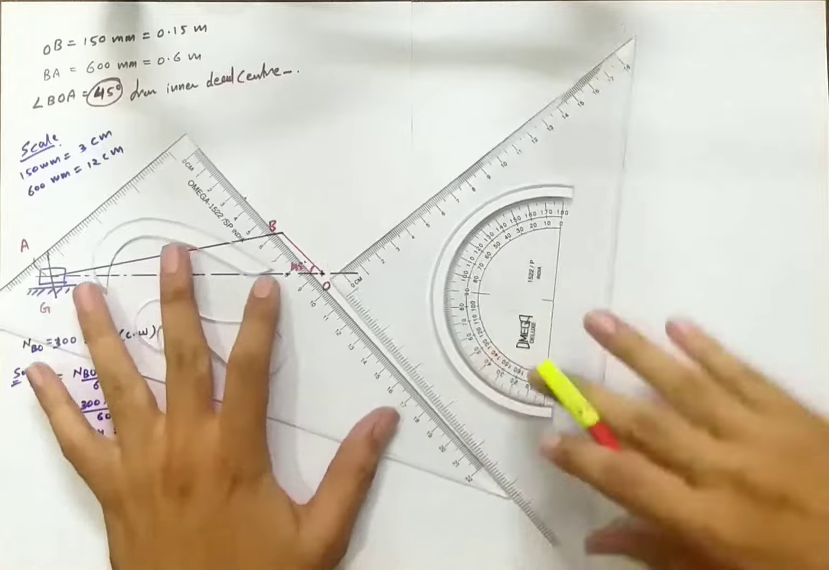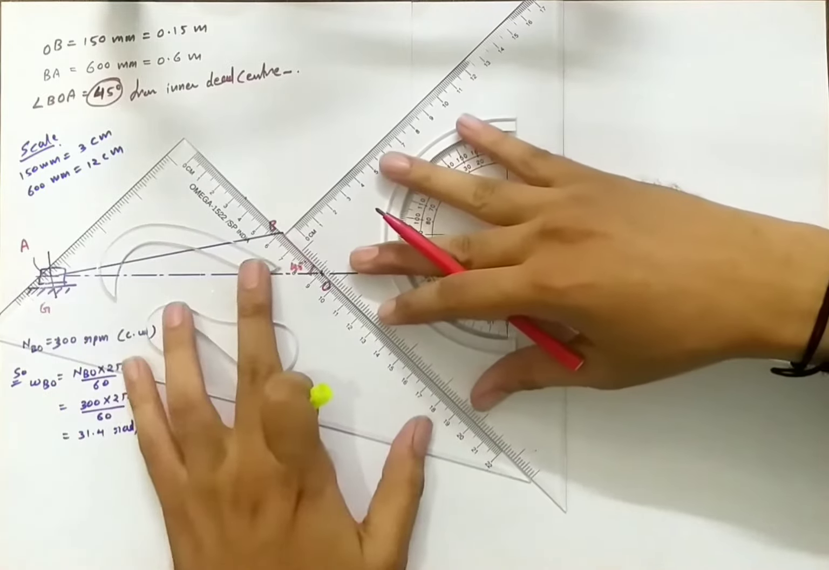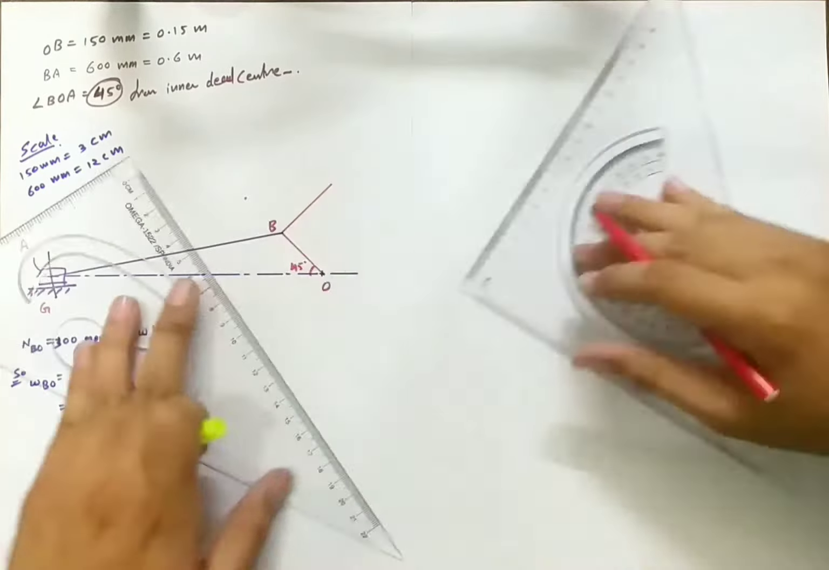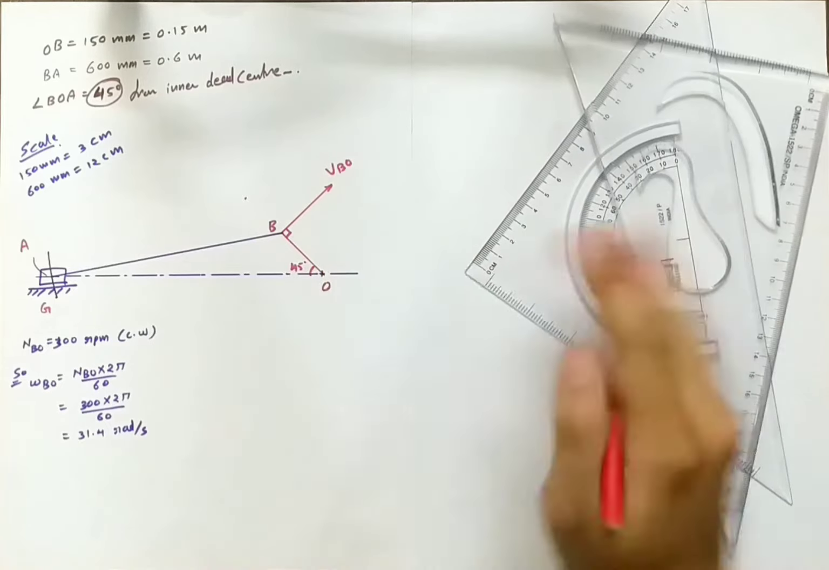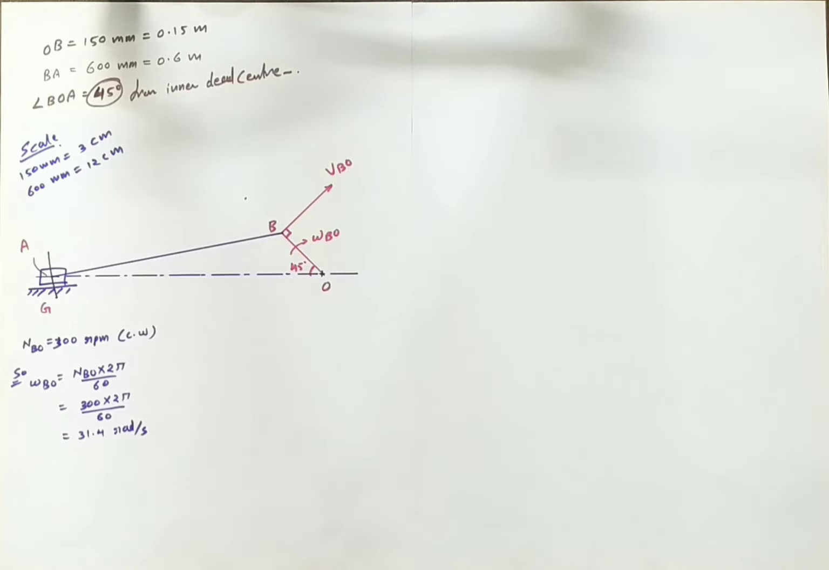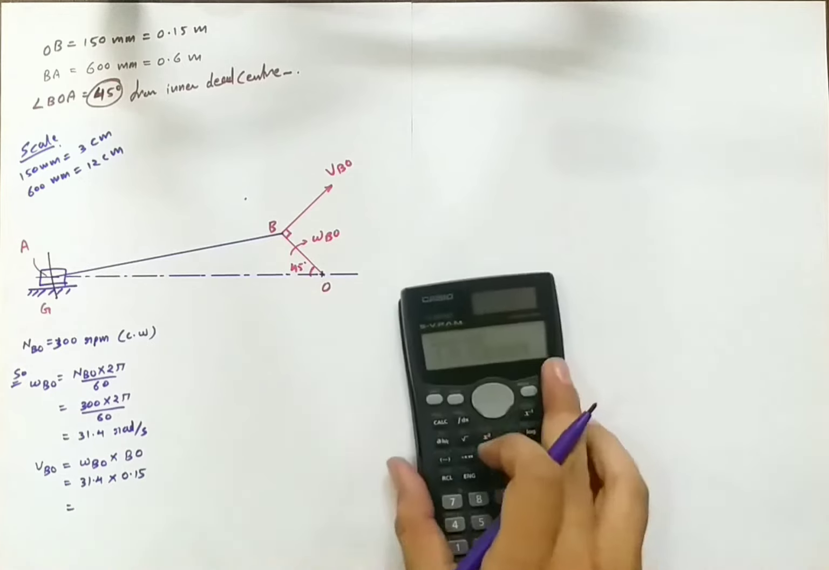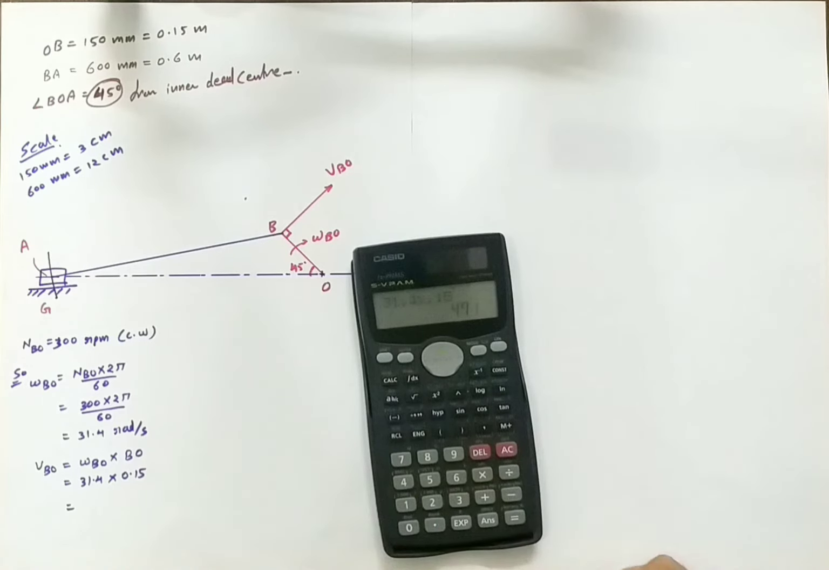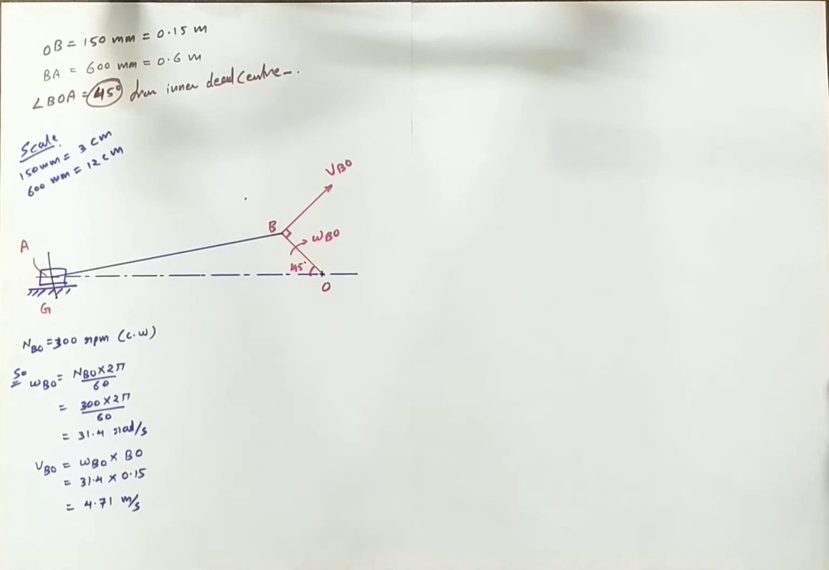Now as we got the angular velocity, we can find out the velocity of the link BO. By multiplying angular velocity and length of the link, we can find out the velocity of link BO, that is omega BO into BO. So this is equal to 4.71 meter per second. So we have the velocity of the input link, also the direction.